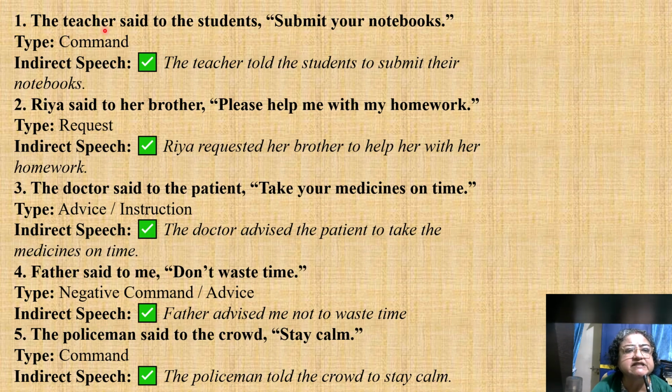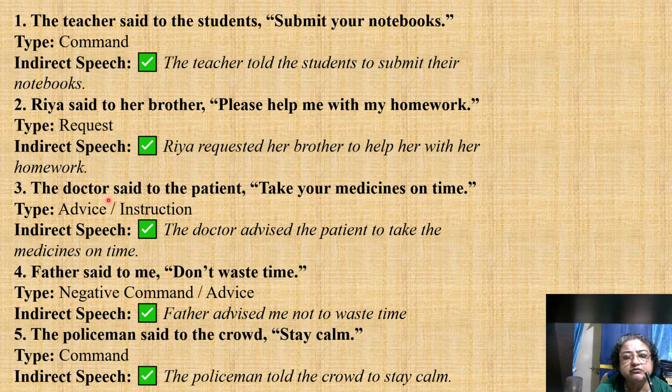Now these examples. The teacher says to the students, submit your notebooks. First you identify what type of sentence it is, a command or a request. If it is a command, then you use told, and it needs an object, which is already given in the direct speech: students. Then to, then the base form of the verb, and you have to change the pronoun also. Ria said to her brother, please help me with my homework. It's a request. So Ria requested her brother to help her with her homework.